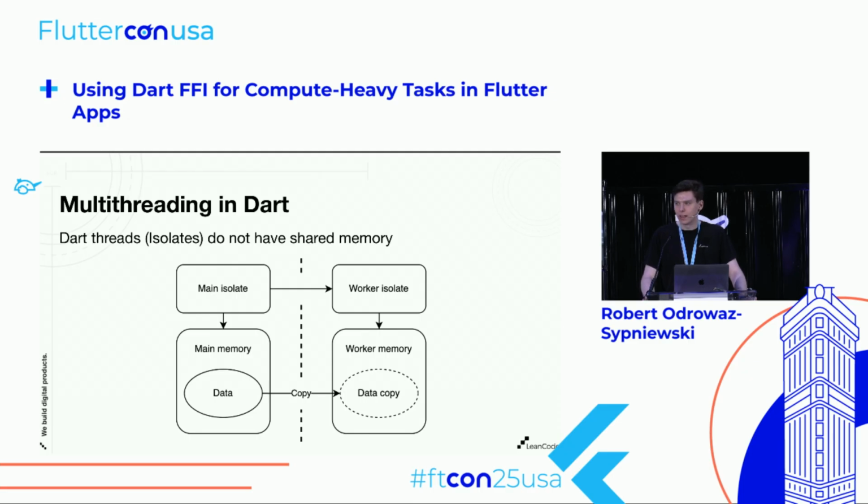So they do not share any memory, which basically means that whenever we want to do some computation on a larger amount of data, we need to copy this data from the main isolate to the worker isolate, which obviously reduces the performance.